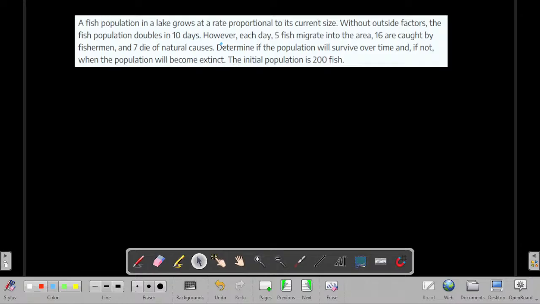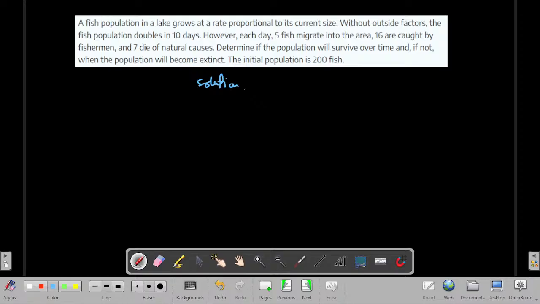So you are to model this as a differential equation, then also find the estimated time only if you think the population will go extinct, right? So if it will go extinct, at what time do you think this population will die? They migrate there, but look, fishermen are catching 16 every day, while 7 of them too are dying of natural causes. So balancing this system, we can model this as a differential equation and solve. So that is one application of differential equations which you are going to tackle. So please take note, get your notebook, make sure you solve accordingly and you write accordingly as you solve it. So what's the first step in solving this problem? Solution.